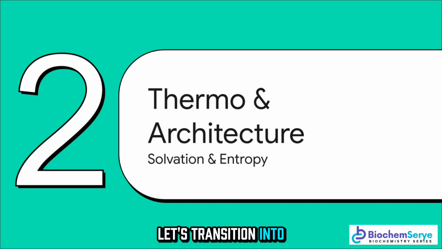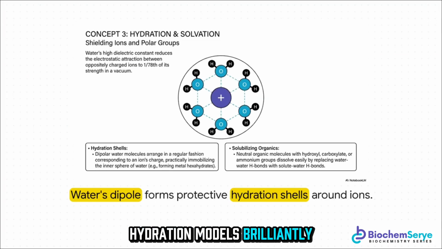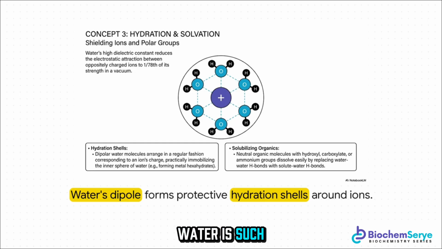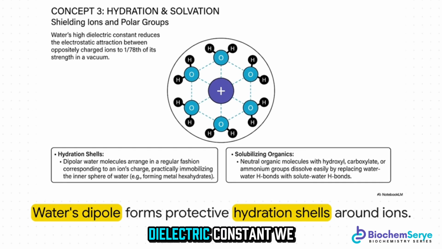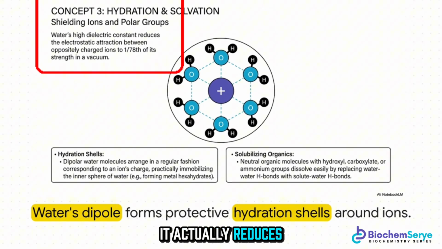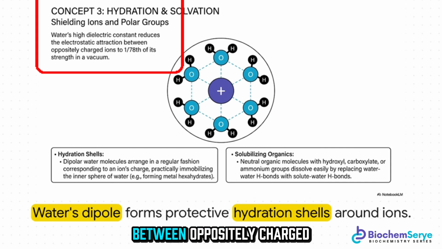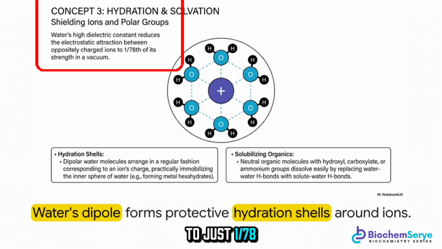Let's transition into section 2 and see how these subatomic physics principles begin to shape large molecular structures and govern solubilities. Hydration models brilliantly illustrate how water and pH govern solubility. Because water is such a powerful dipole with that high dielectric constant we mentioned, it actually reduces the electrostatic attraction between oppositely charged ions to just 1/78th of what their strength would be in a pure vacuum.